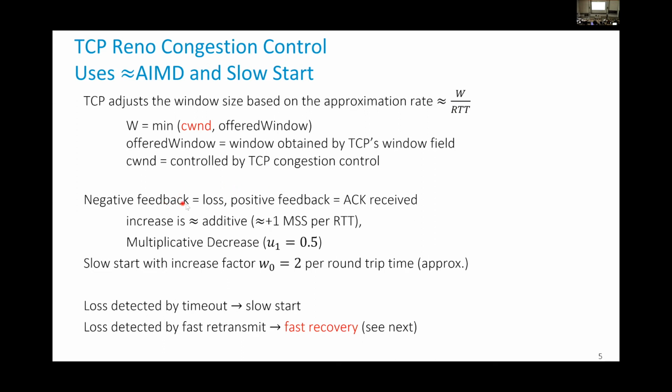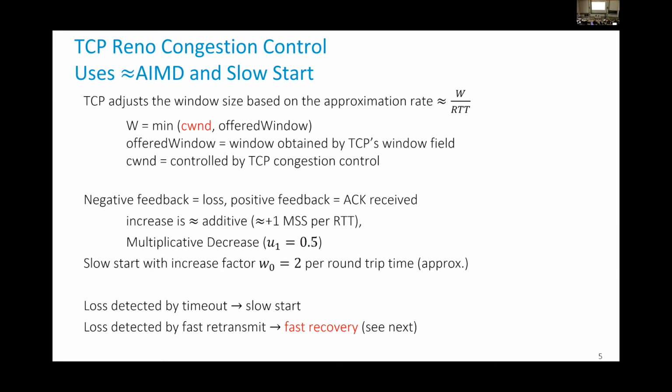As I mentioned, the negative feedback is a loss, and the positive feedback is when an ACK is received. So we do additive increase, almost. We'll do a bit less than that. And the idea is we add by one packet. In the language of TCP, a packet is a segment, so it's a maximum segment size, 1 MSS per RTT. So we increase every RTT by one packet. So that's the additive increase part, and the multiplicative decrease is 50% here.